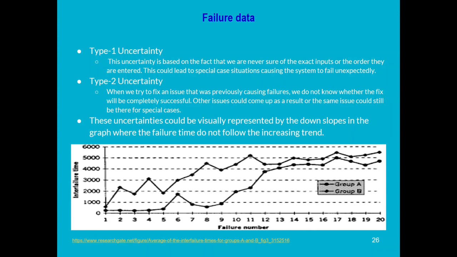These uncertainties can be represented in the graph as the downturns in the graph. Since we want an always increasing graph, the downturns can be our uncertainty.